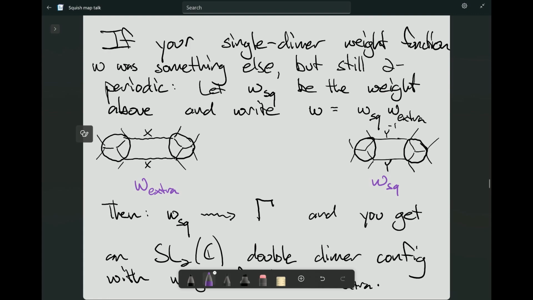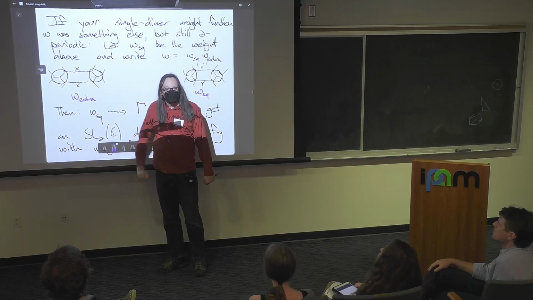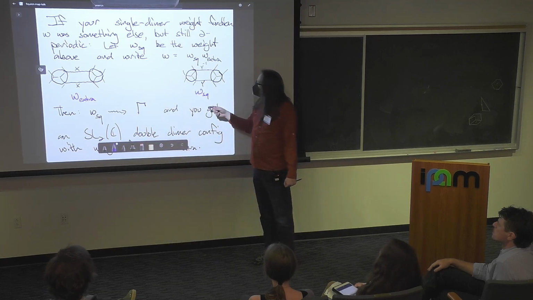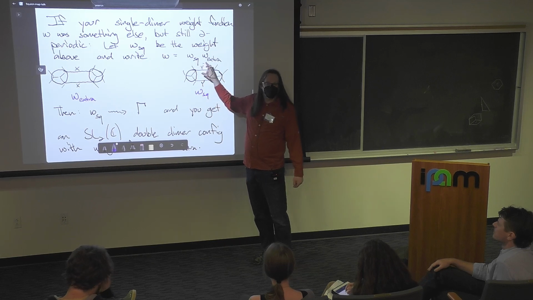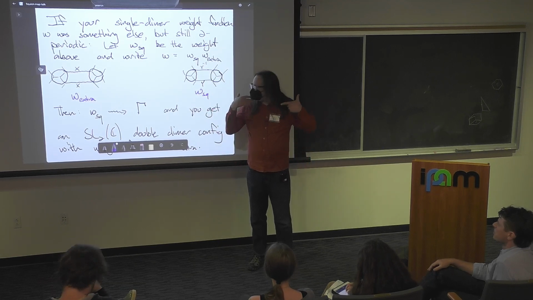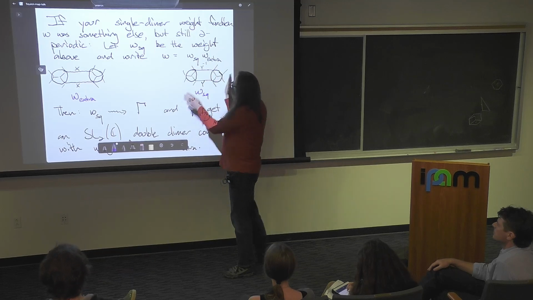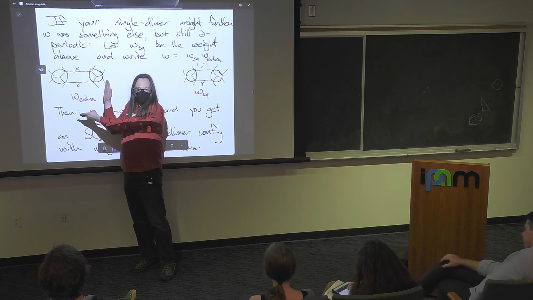Just arrange for the extra stuff to have the same weight on any two edges that are going to squish to each other, and arrange for the squish stuff to have a complex number and its inverse on any two edges that squish together. There's a unique way to do this kind of splitting. And then having done that, this part becomes the connection, and this part becomes the weight function on the SL2C double dimer model that I didn't use.